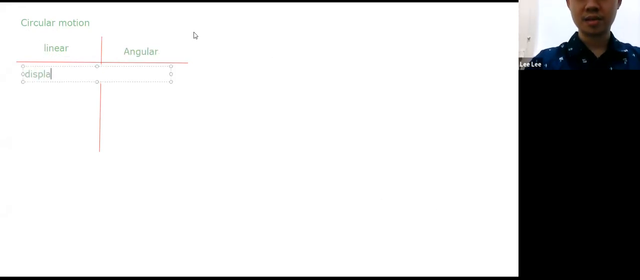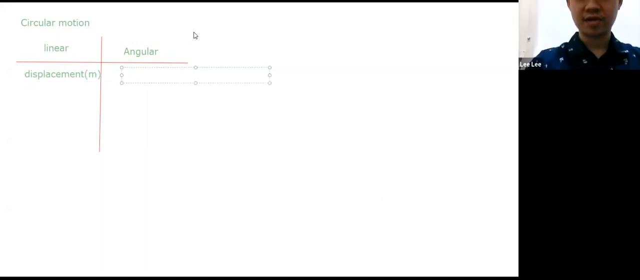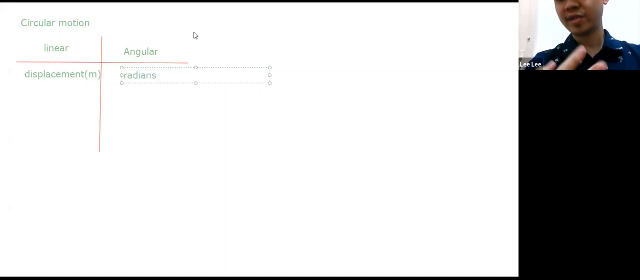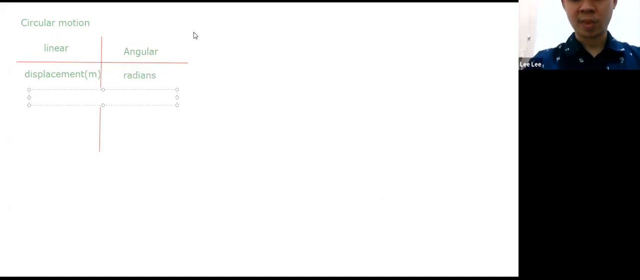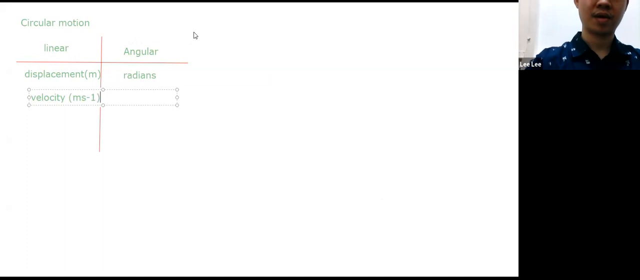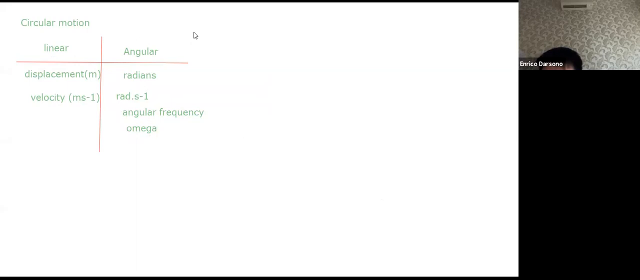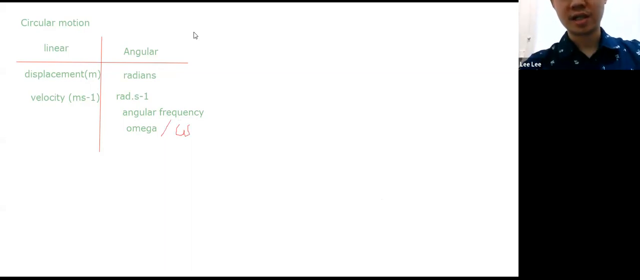Linear displacement has a unit of meter. Angular displacement has a unit of radian. Radian means the angle moved by how much, right? Linear velocity unit is meter per second. Angular velocity, the unit is radian per second. Angular velocity is also known as angular frequency, or can be written as omega. Omega, the symbol is like W. Not the unit, the symbol, understand, right?